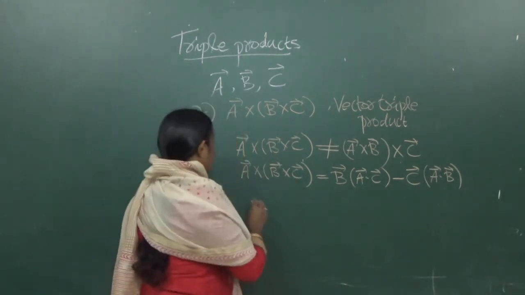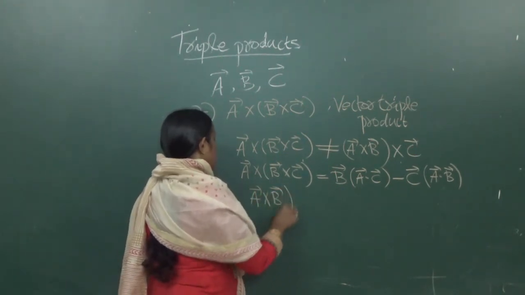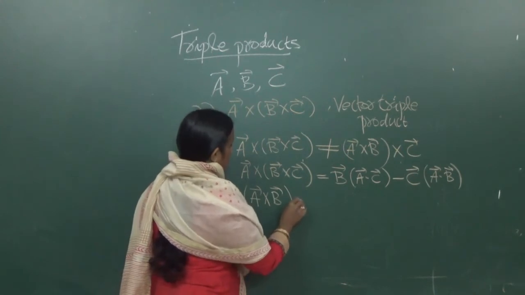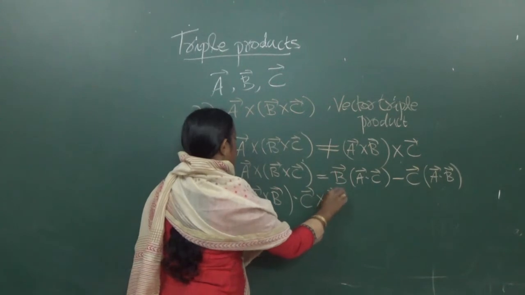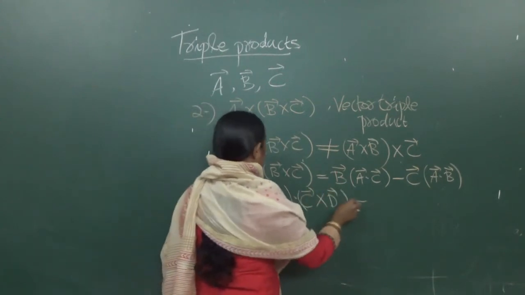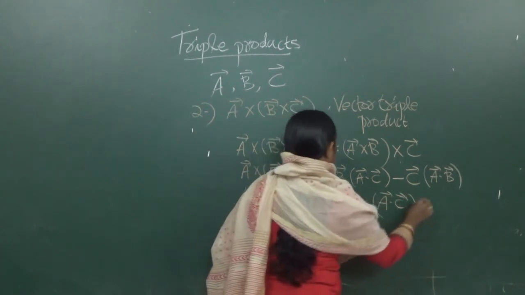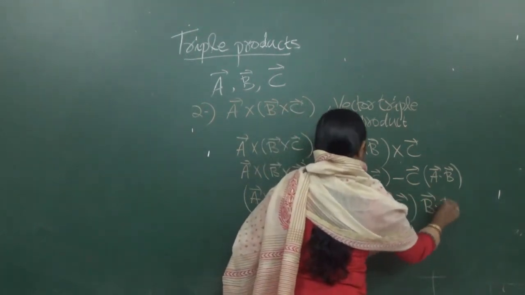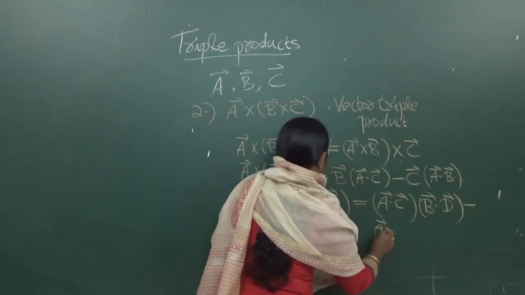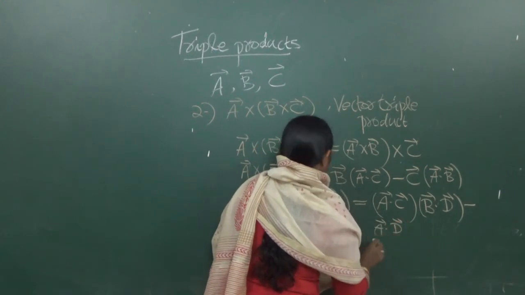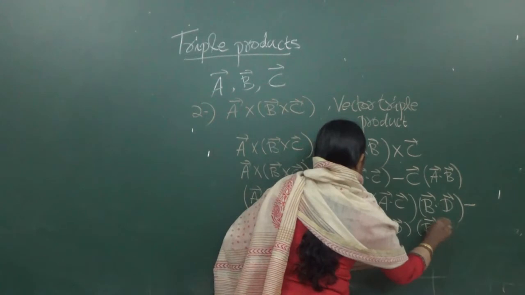There is another rule. (A cross B) dot (C cross D) is equal to (A dot C) times (B dot D) minus (A dot D) times (B dot C).